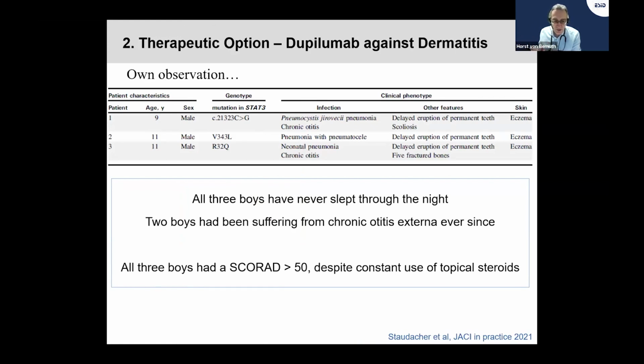All 3 boys had never slept through the night. They were so itchy with the skin that they could not sleep during the night. They were bad at school, and they had all been suffering from chronic otitis externa ever since. They all had a score above 50 despite constant use of topical steroids and a lot of training. All had completely educated parents. Nothing had worked.